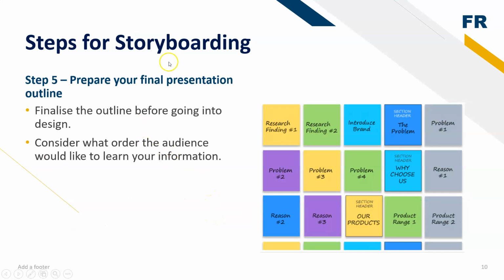Step 5 is to prepare your final presentation. So get the order of things exactly how you want them to be. You've had the chance to get rid of sections. You've had the chance to put them into different heading groups. Now it's about actually laying out what the final outline is going to be before you start designing. So what is the order that you want the audience to hear this information? How might they like to learn what you've got to present?